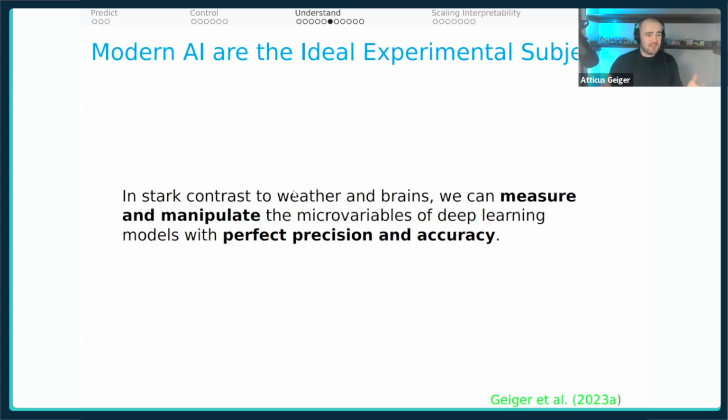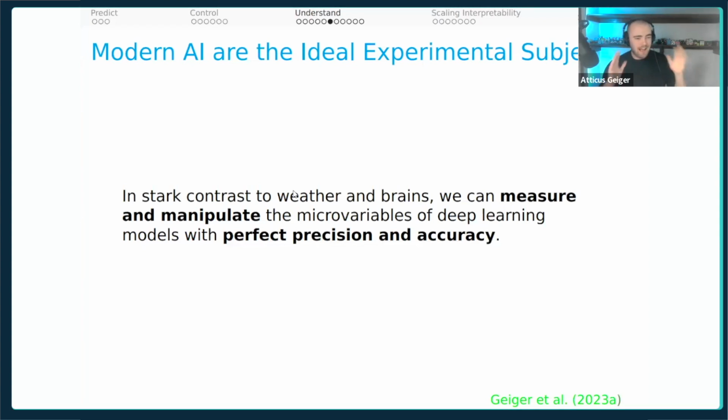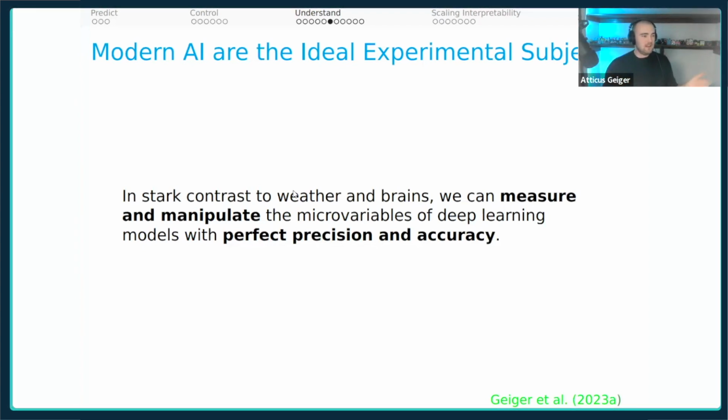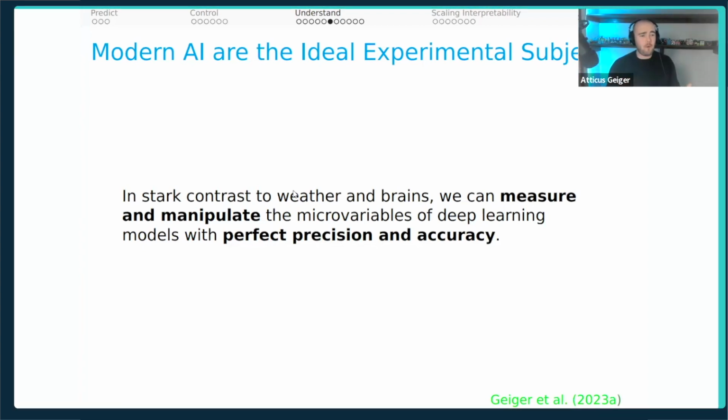I'll just pause here to really make my pitch, which is that I think it's the most exciting time in history, basically, for people who want to analyze complicated black box systems. The weather and brains, they exist in the world, and people are struggling to try to understand them, but we have such poor experimental access to these objects.